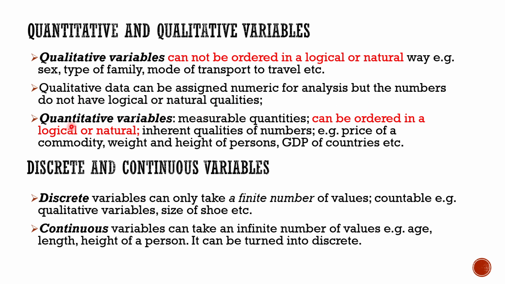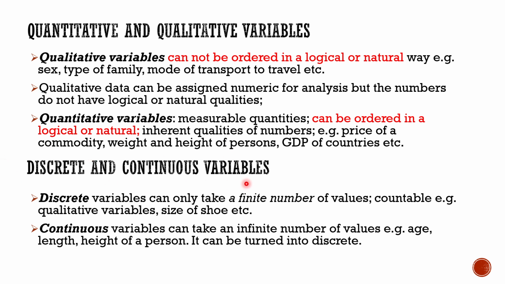As far as quantitative variables are concerned, here the measurable quantities can be ordered in a logical or natural way, and the numbers would have inherent qualities of numbers. For example, price of a commodity, weight and height of a person. We can differentiate between two different heights of persons, and likewise GDP of countries, etc.